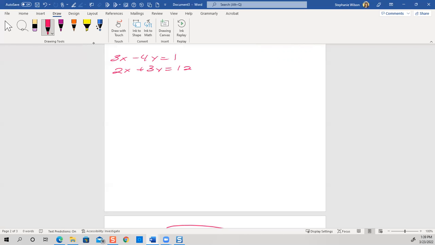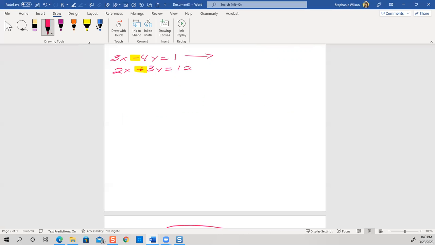Okay, so to do elimination, we need the x or y to cancel out. In order to do that, I need to multiply each row by something to make them equal, except for opposite signs. And I already see that y has a negative and a positive. However, I need them to be the same coefficient, just the opposite sign. So I know that 3 times 4 is 12 and 4 times 3 is 12. So I'm going to go for 12.